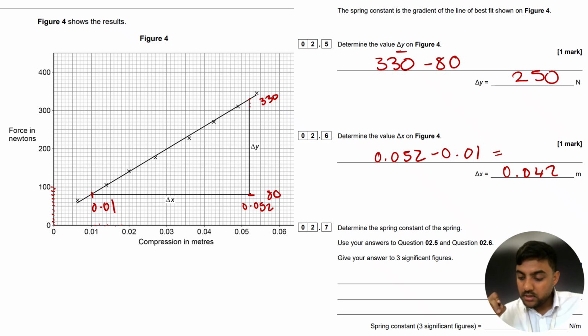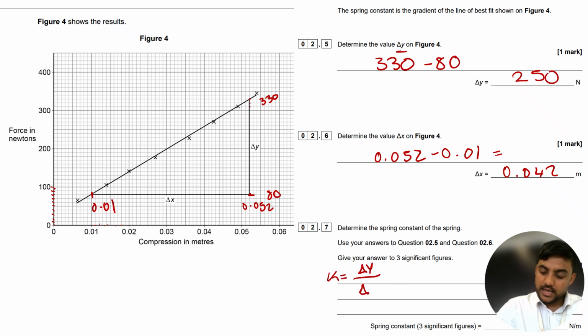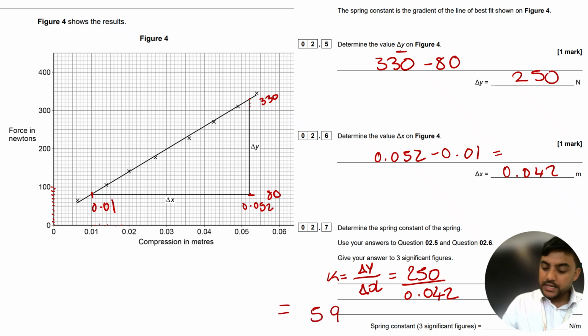Determine the spring constant of the spring. Spring constant we decided was change in y divided by change in x. K is equal to delta y over delta x, which is equal to 250 over 0.042, gives us an answer of 5,950 newton meters. The units are already given for you.